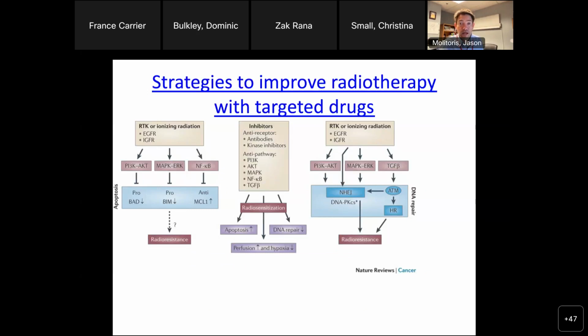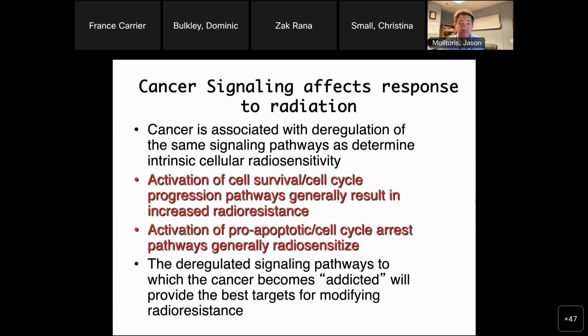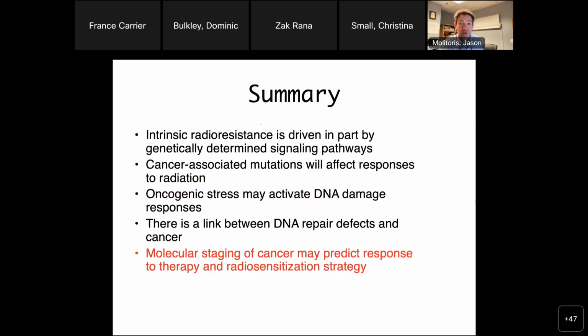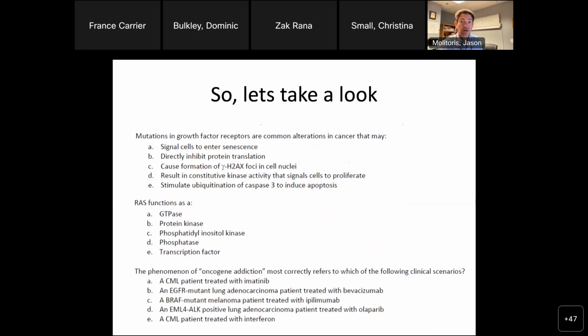These are just concepts for how we increase radio sensitization and the cancer signaling effects from radiation. So I'll let you read. I want to get to the questions. Here's a quick summary that you can take a look at. So let's take a look at our questions.